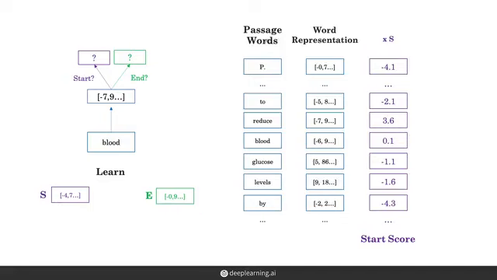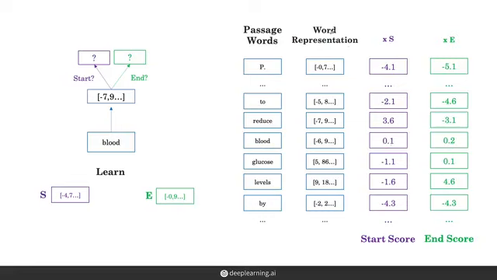The word representation is multiplied by S to get a single number, which is the start score for that word. The higher the start score, the more likely it is to be the start of the answer. So for example, the word reduce is more likely to be the start of the answer than the word blood.